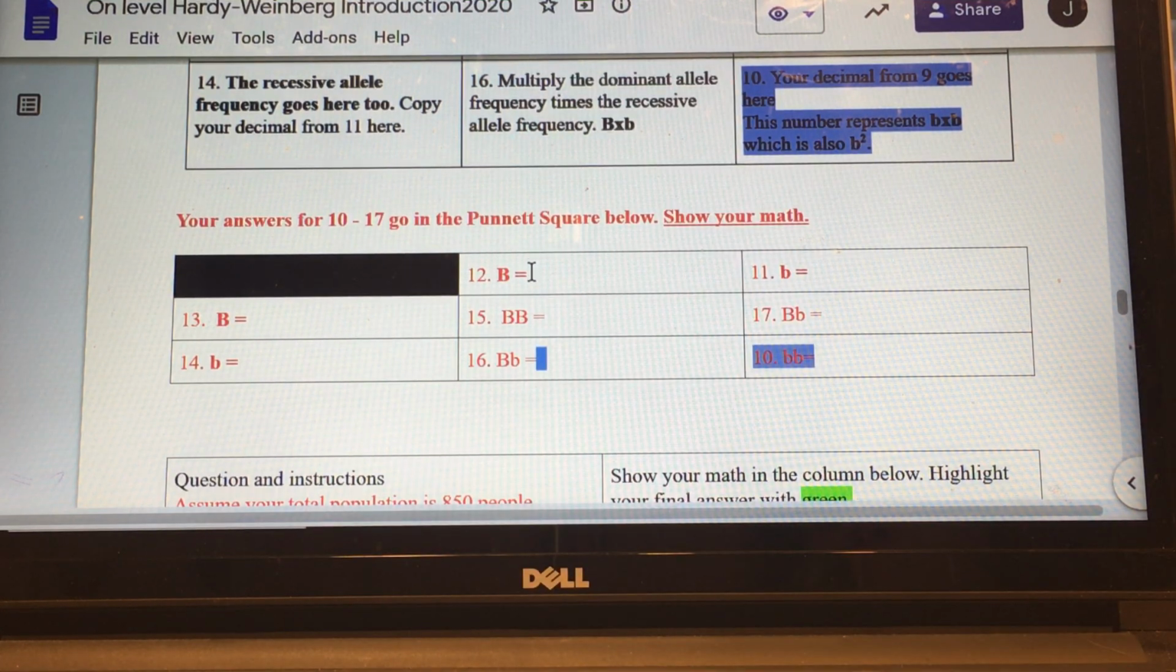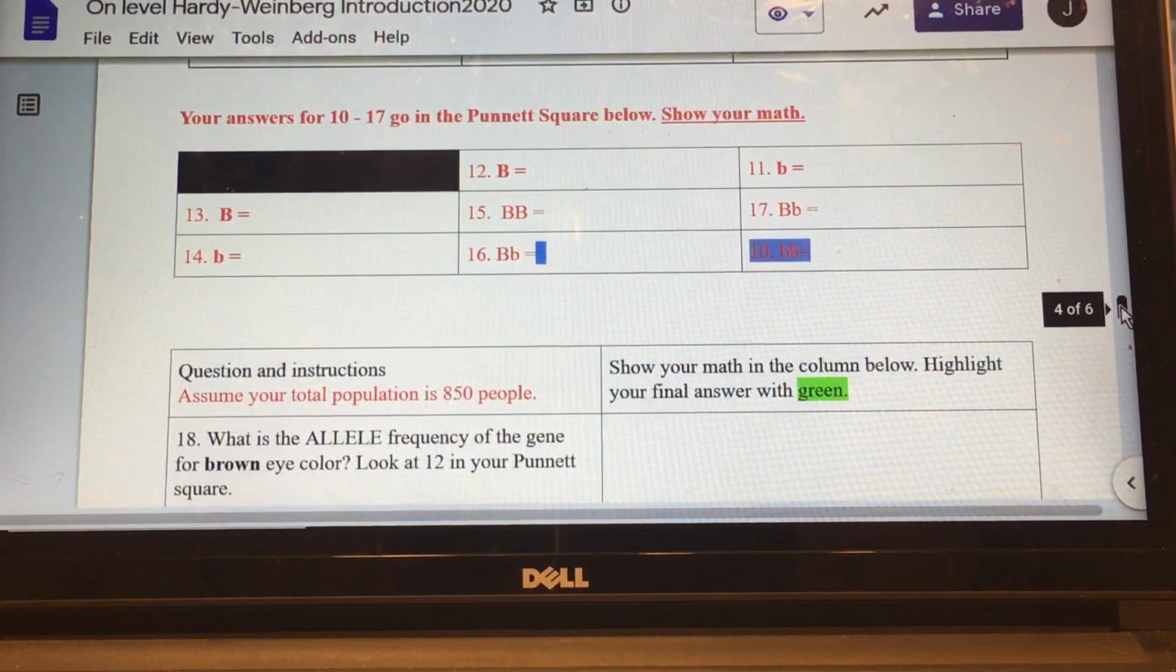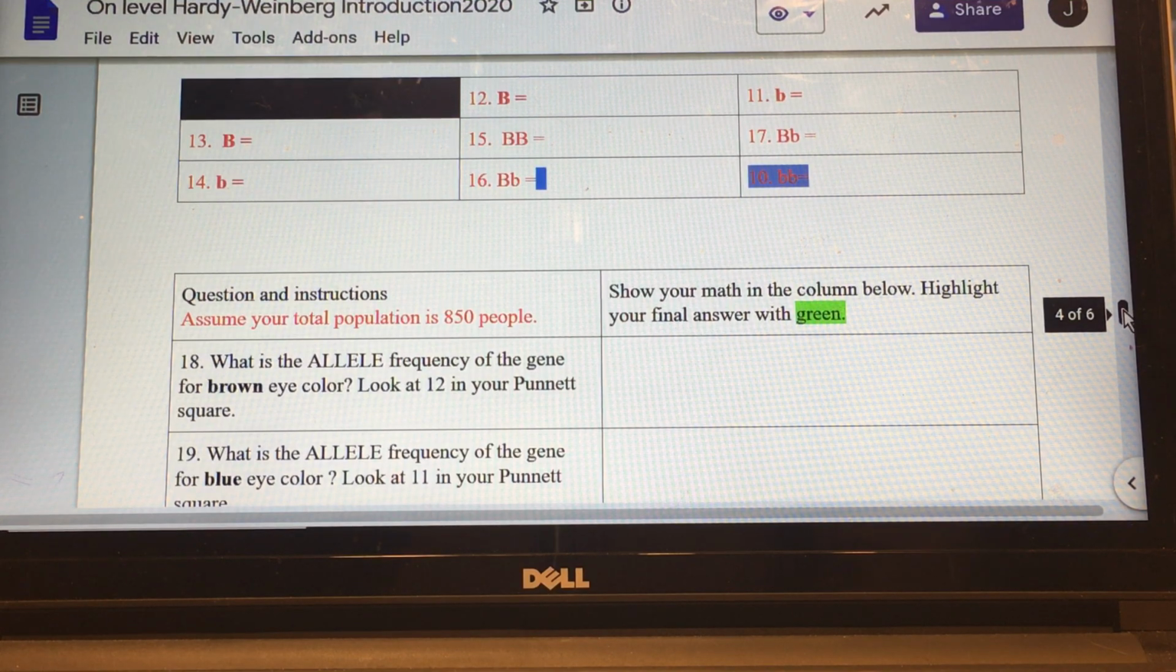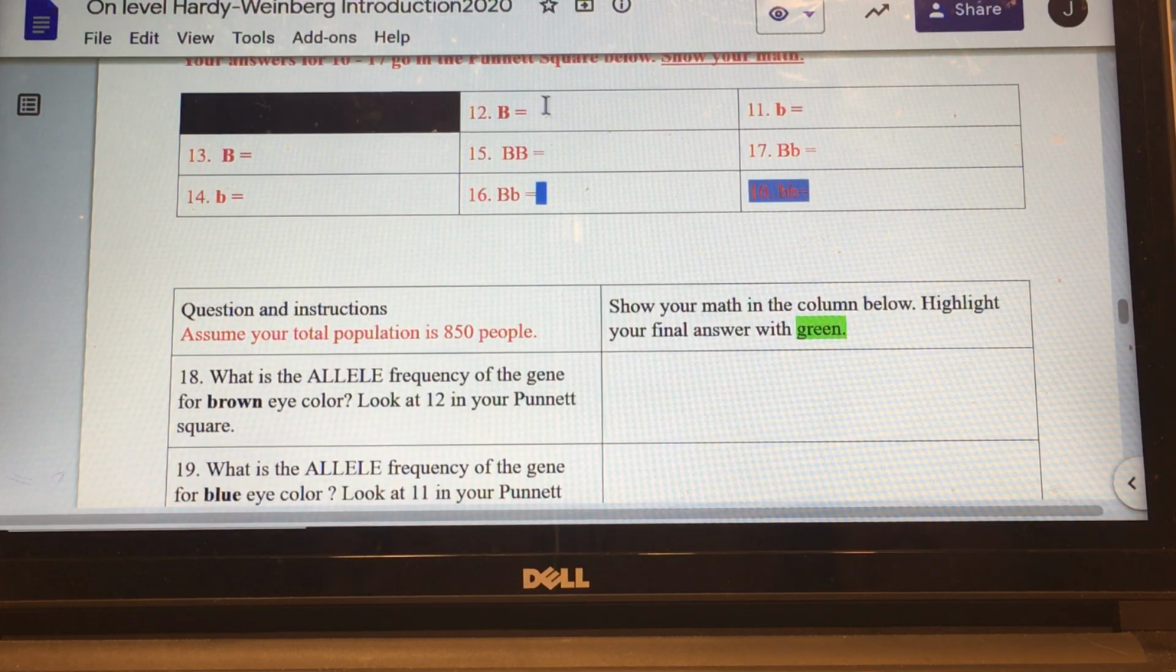Now, it should be important for you to note that if you add 12 and 11 together, you should get 1. If you add 15, 16, 17, and 10 together, you should get 1. Now, that's a good place to stop and check your work before you go on to do 18 through 24, because otherwise they'll be incorrect. Now, to get number 18, it's the brown-eyed allele frequency, so you just take your answer from 12 and copy and paste it to 18. And number 19 says, what is your allele frequency for blue-eyed color? It's your answer to 11, so you copy it from 11.